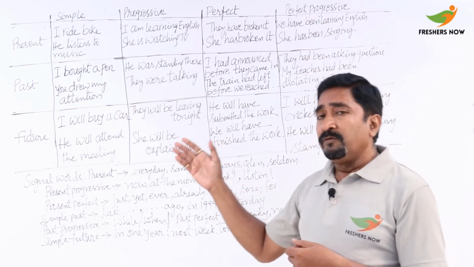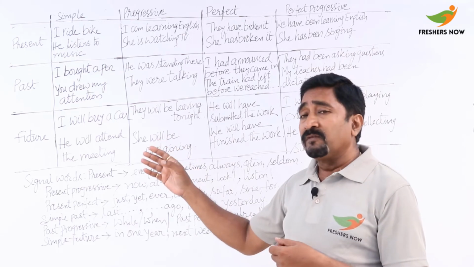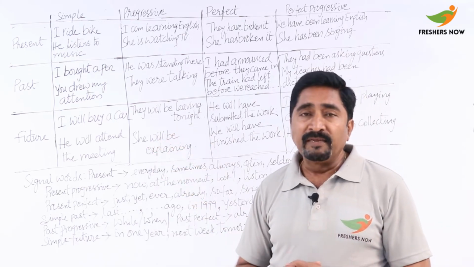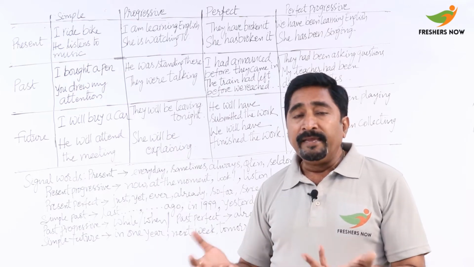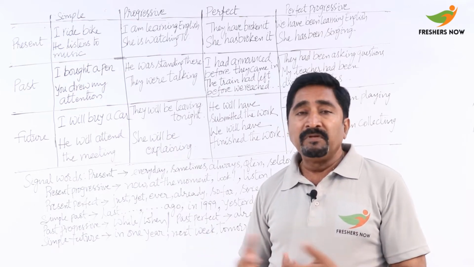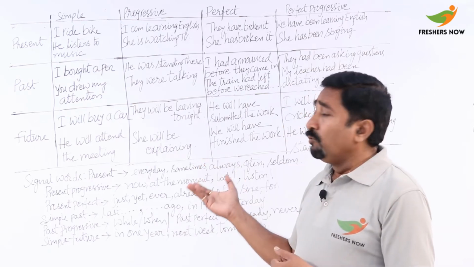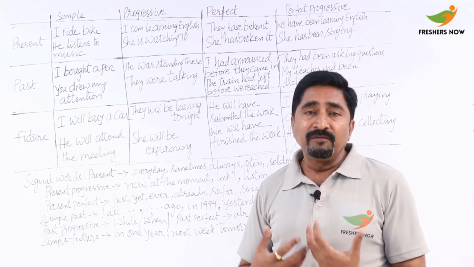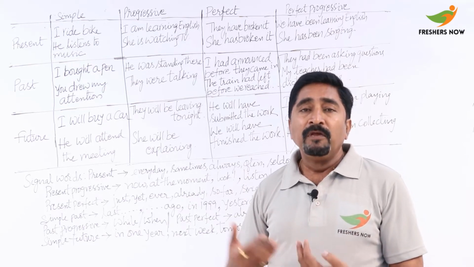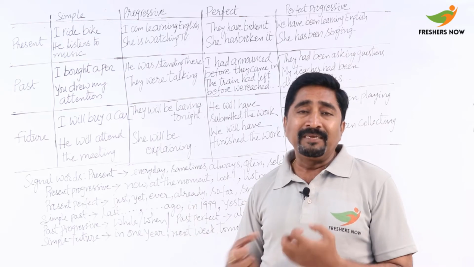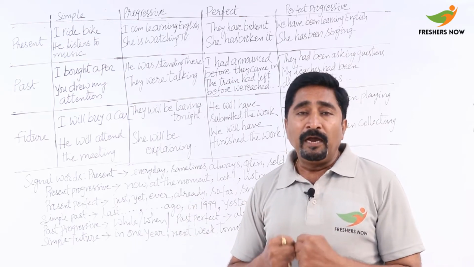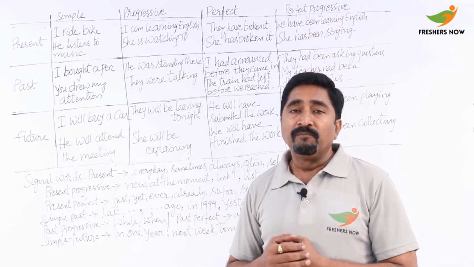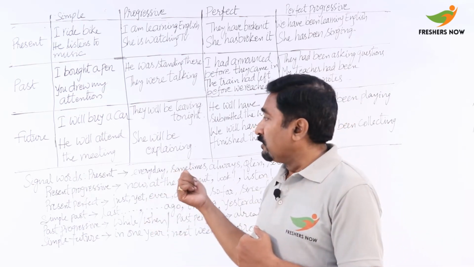Now see here, simple future, that is, I will buy a car. Maybe next week or a day after or at any time later. I will attend the meeting. So, to emphasize, it is not only to speak about a future course of activity, but also to speak about how determined you are about certain things. So you can refer to it in that way.